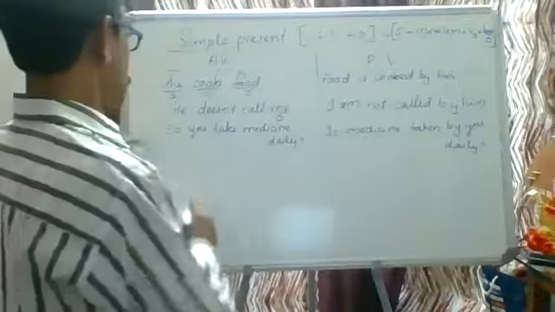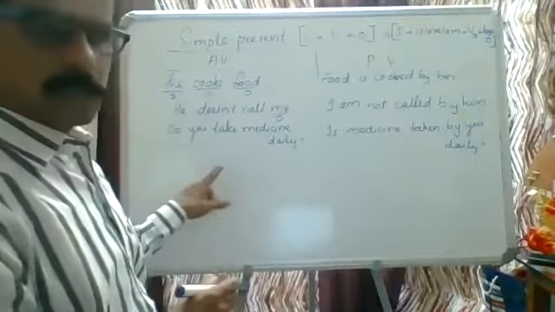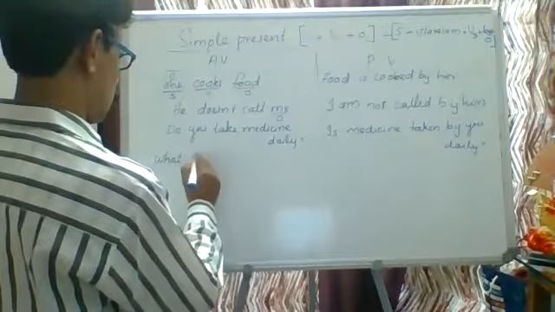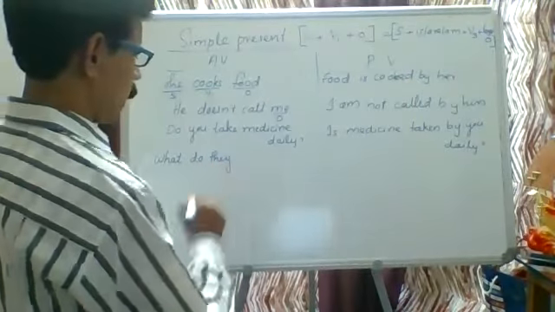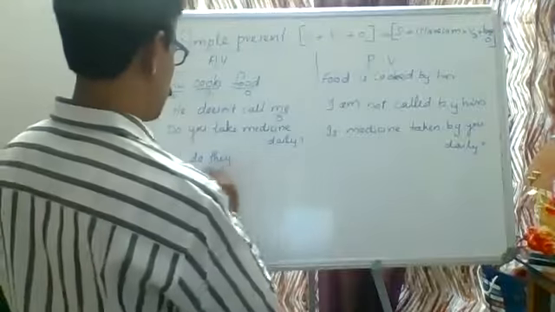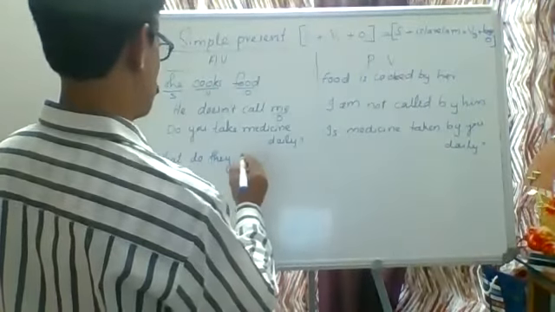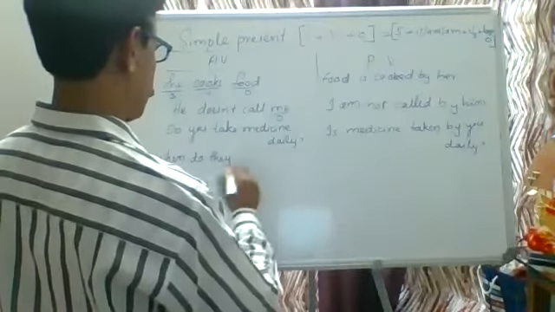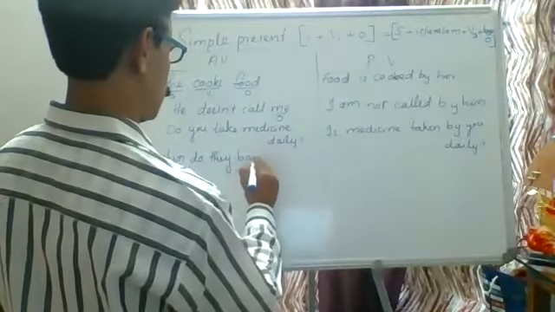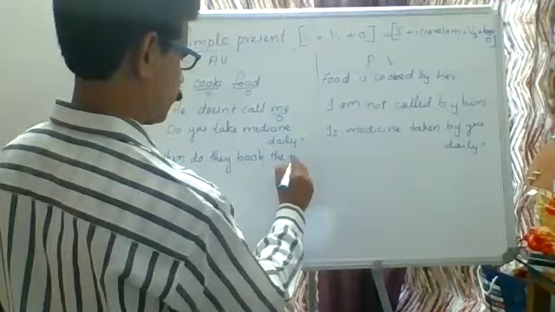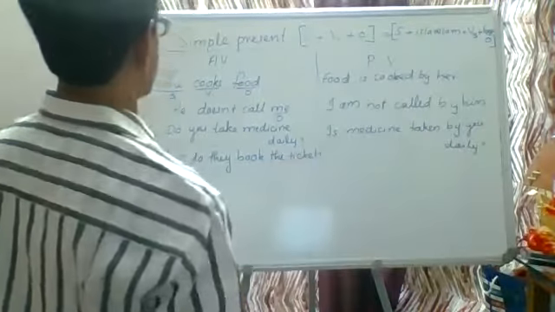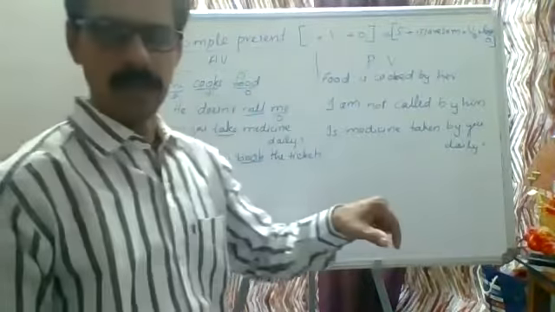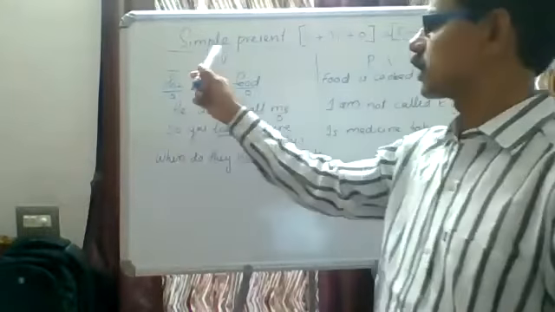Okay, all right. If you want a WH question, let us take "when": when do they book the ticket? When do they book the ticket? This is simple present tense, you should not forget it, because here book, take, call, these are all V1. V1 comes in simple present structure. This structure we should not forget.